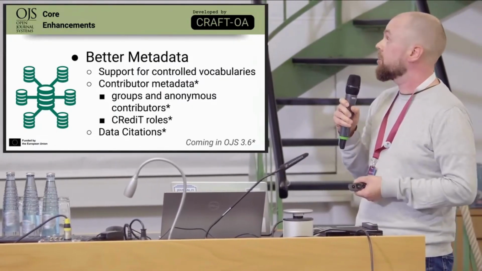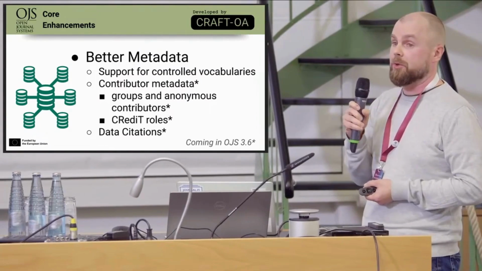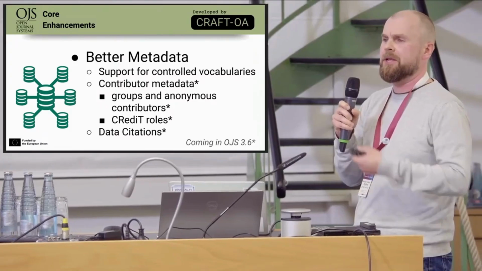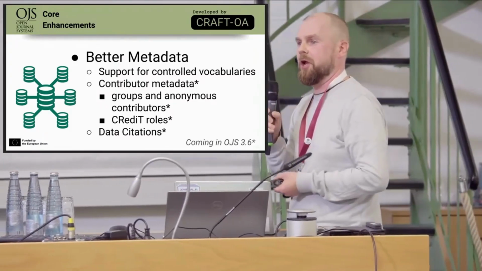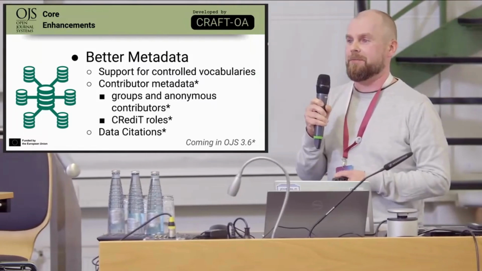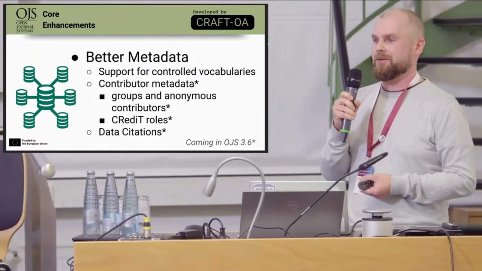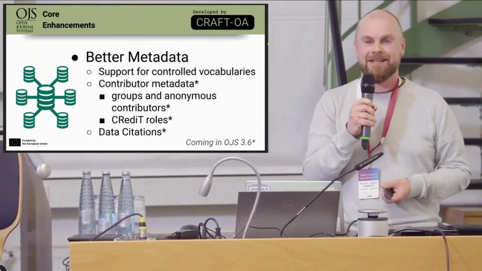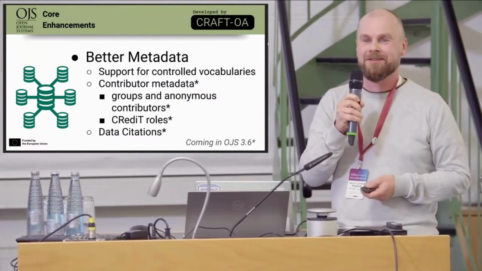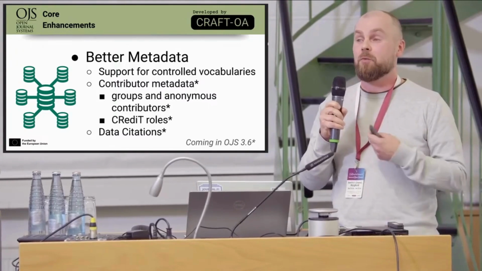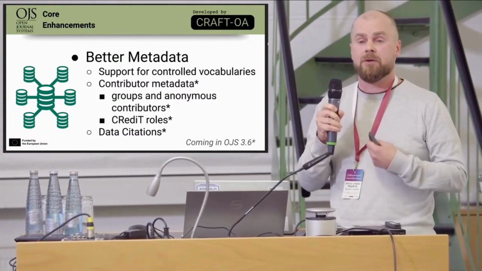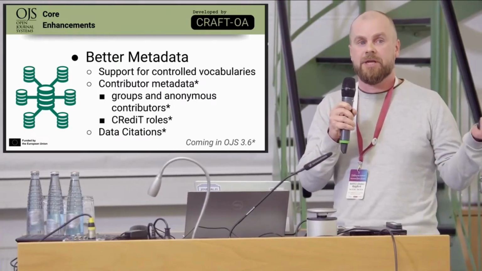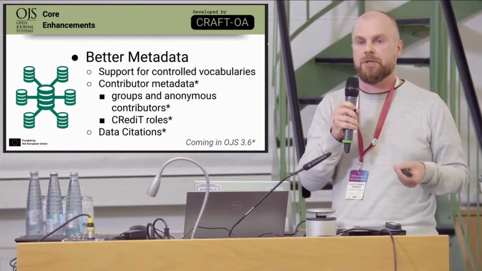And the other thing is groups and anonymous contributors. So you have probably seen in a lot of journal articles where the author name is editorial board, first name editorial and last name board probably. And that's of course a bit problematic metadata-wise. So we are introducing basically something that Crossref has in their schema. They have three types of contributors mentioned in the schema.